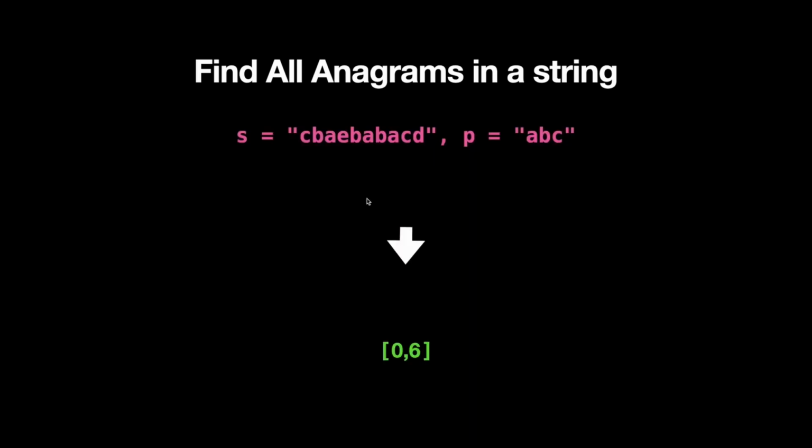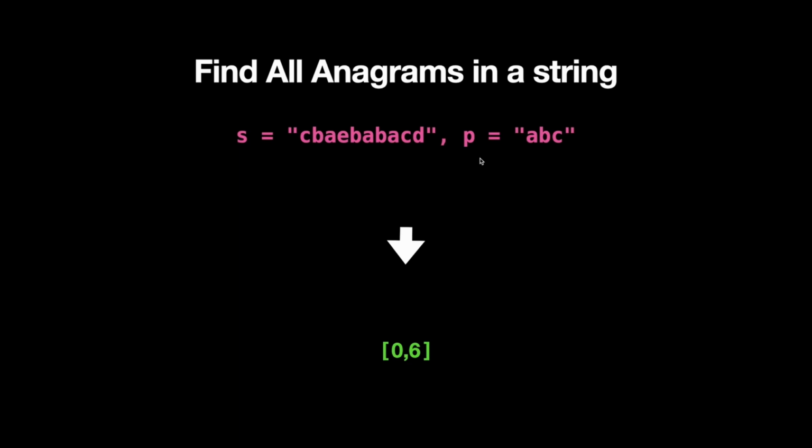So let's see, how do we do it? In input we have two strings, and in output we are returning the indexes of the anagram found in this string, right? So how do we do it? This question will be done with the concept of sliding window. How we do it, I'll tell you.